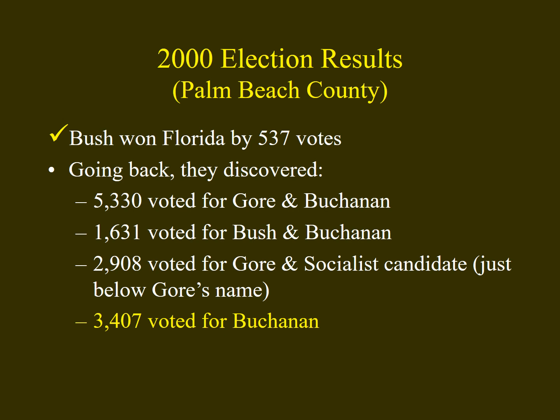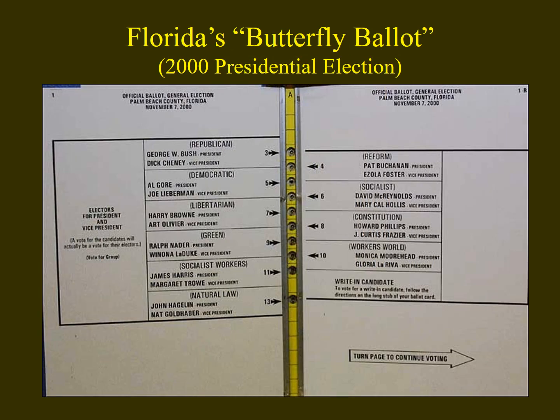Nearly 3,000 voted for Al Gore and the socialist candidate. Again, if you vote for two people for the same position, your ballot gets thrown out. 3,400 people voted for Pat Buchanan. He did better in Palm Beach County than any other county in the state of Florida, probably due to voter confusion. Again, I just wanted to show this ballot once again without any of the circles and the arrows and things like that, just because it created so much confusion. It really led to some problems.